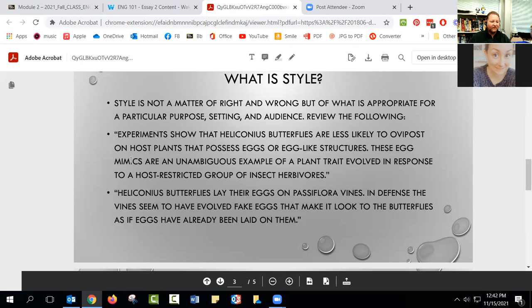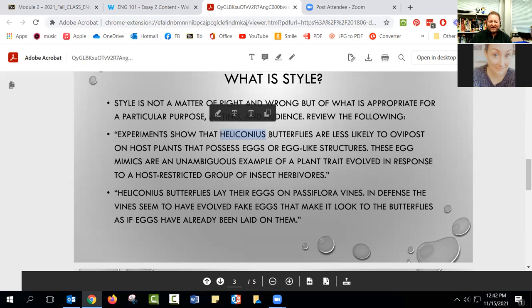And this one specifically is from the reading, but it's also really hard to understand. So look at the first example of it. "Experiments show that heliconius butterflies are less likely to ovipost on host plants that possess eggs or egg-like structures. These egg mimics are an unambiguous example of a plant trait evolved in response to a host-restricted group of insect herbivores." I'm already confused. I don't know what a heliconius butterfly is.